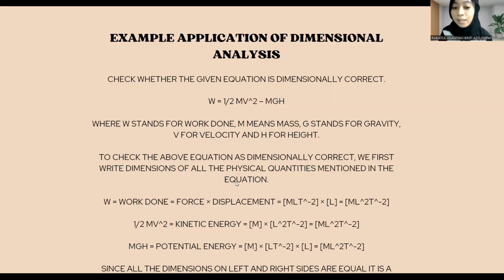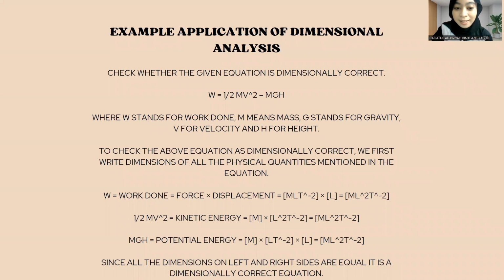For the last equation, which is for potential energy, we multiply mass times gravity times height. So, the dimension of mass is M times the dimension of gravity times the dimension of h. So we got the same answer as kinetic energy and work done, which is ML to the power of 2 times T to the power of -2. Since all the dimensions on the left and right sides are equal, it is a dimensionally correct equation.